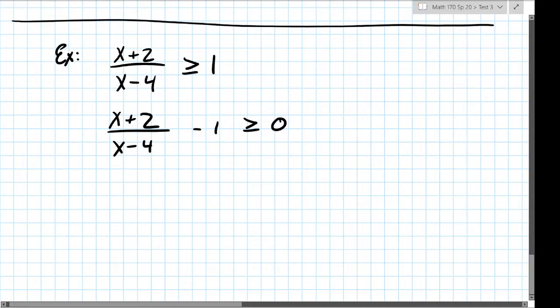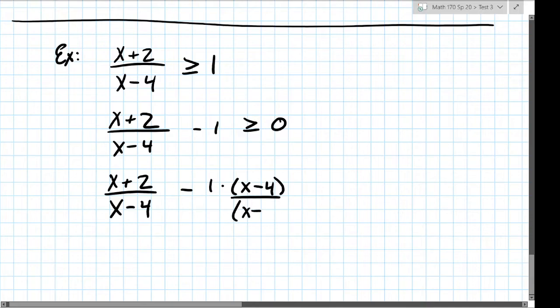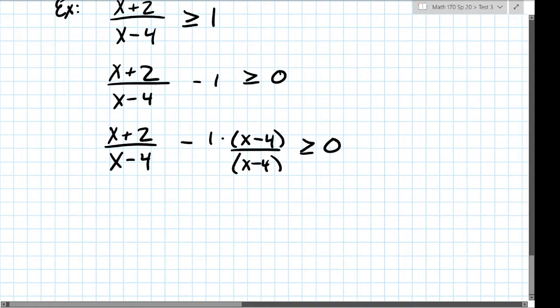So we would like to get our fraction factored and a common denominator. Common denominator is x minus 4. So we're going to multiply the numerator and the denominator of the 1 by x minus 4. Notice we're going to have to distribute this negative. And we have x plus 2 minus x plus 4 all over the common denominator.